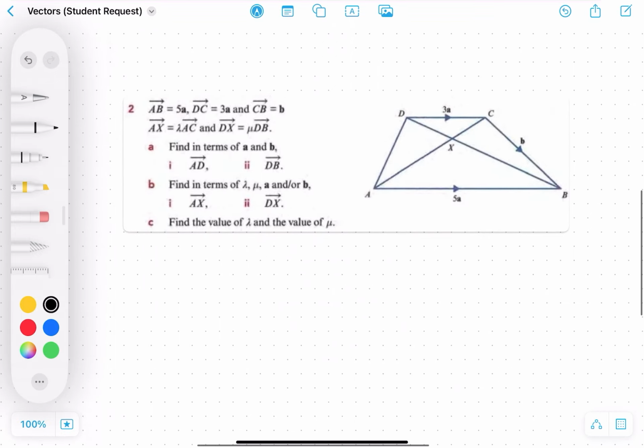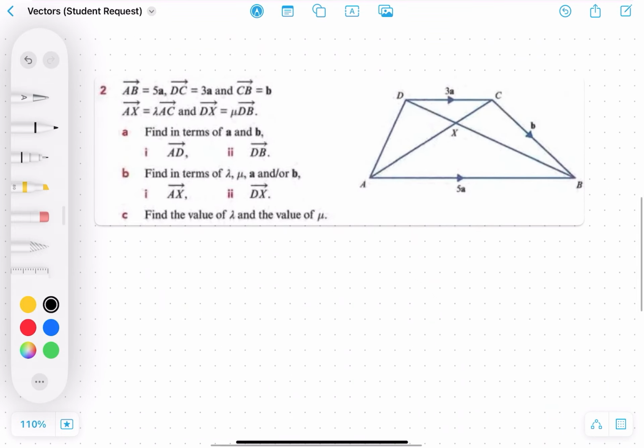So here we're given a trapezium and a few different vector lengths. We know that AB is 5a, CB is b, and DC is 3a. And we're given that AX, which is this length here, is equal to lambda of AC. Lambda is just a constant, and we can see from this example that lambda clearly must be less than 1, since AC is this entire length and so AX has to be a fraction of that.